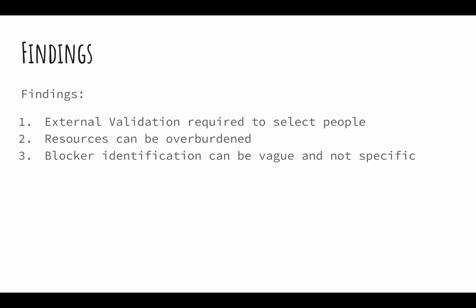The findings we had of this was people require external validation to select people. Along with this, resources can be overburdened. This finding was through seeing this weekly studio edition, through which we can see how many people are listed for help, and if they're listed more than a certain amount in the community, they're given a red flag, yellow flag if it's medium, and green or no flag if they have a minimum amount of help being sought. And also blocker identification for many users can be vague and not specific.